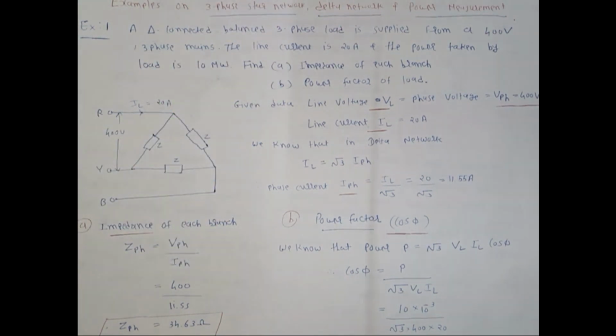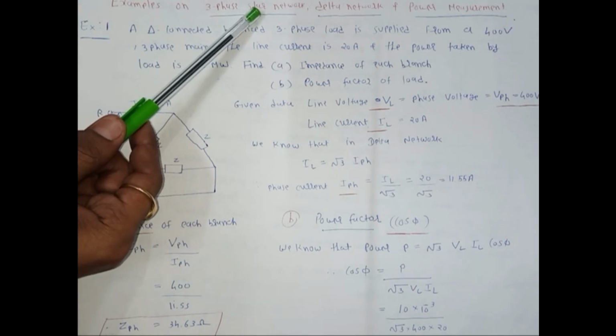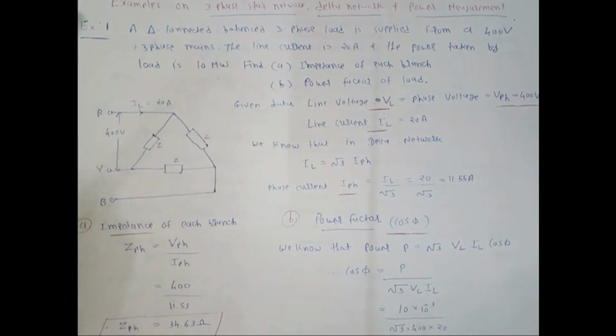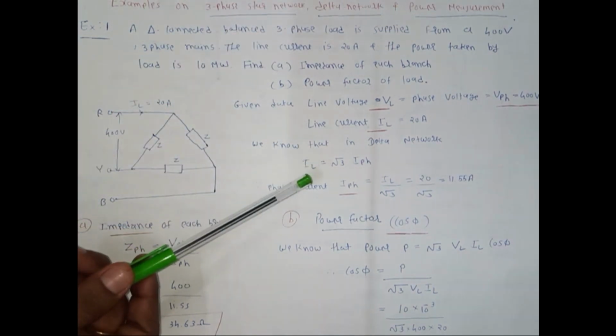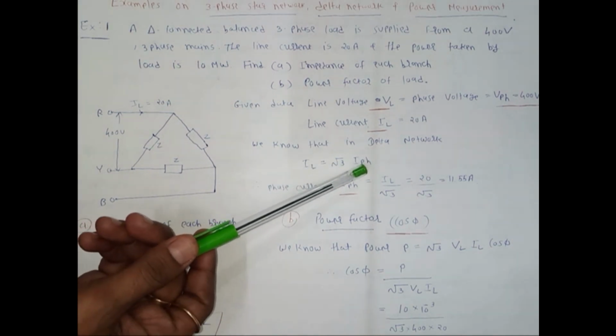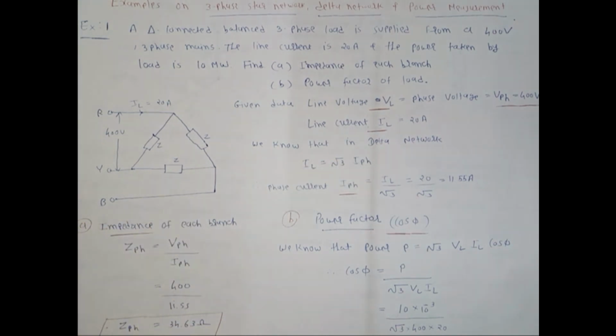We know that in a star network, line voltage equals root 3 phase voltage, and line current equals phase current. In a delta network, line current equals root 3 phase current, and line voltage and phase voltage are the same. Okay, so keep in mind these relations for these examples.